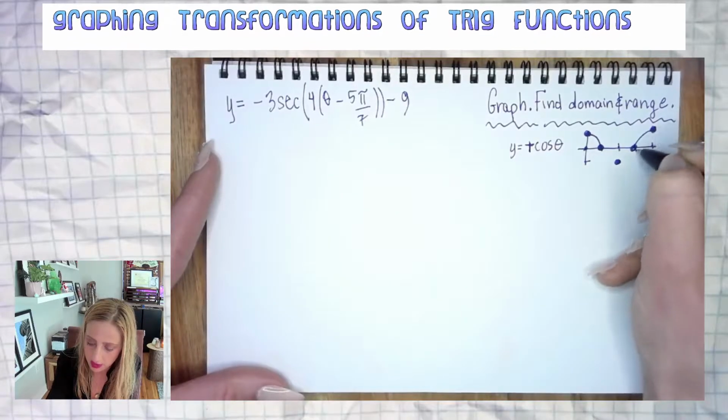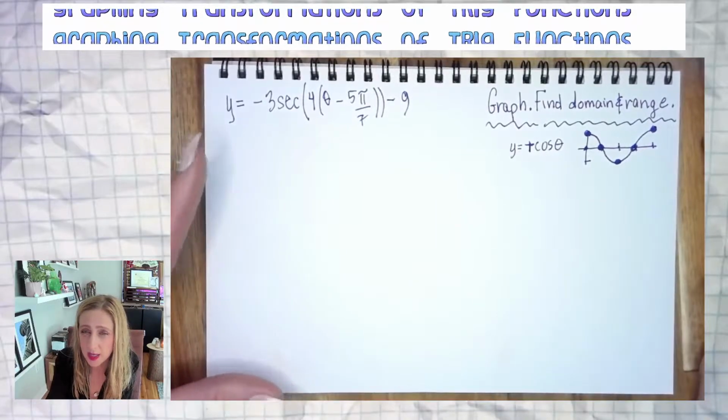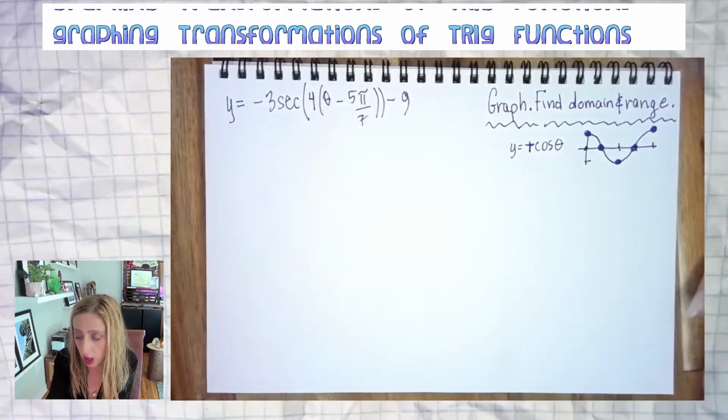So cosine, just watch your little concavities. These are concave down, looks like a frown. This is concave up, looks like a cup. So that right there is one cycle, one full cycle of cosine.